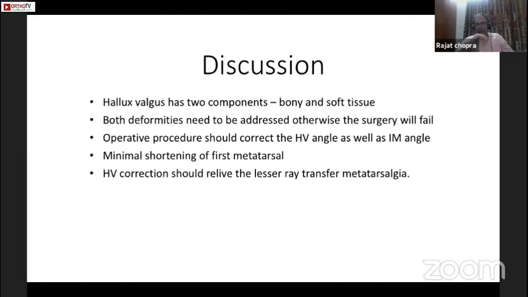Both the deformities have to be addressed, otherwise your surgery is going to fail. The other thing is, just correcting the hallux valgus angle is not going to serve the purpose. You have to correct the intermetatarsal angle, so both angles have to be corrected. If you are doing any bony procedure, you will end up with shortening of the first metatarsal. The shortening of the first metatarsal will lead to transverse metatarsalgia of the second and third, so you don't want to do that. You would like to maintain the length of the first metatarsal as much as possible. For that, I think scarf osteotomy is good; it helps you to do that. And if you have managed to do everything right, you should be able to relieve the lesser ray transverse metatarsalgia after this.